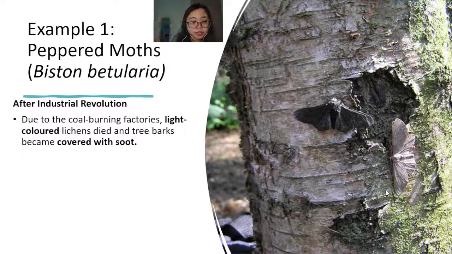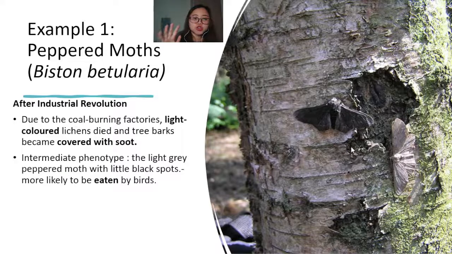So no more white color. And the tree bark will become covered with soot. Sudah lah dia ada lichen untuk bagi dia nampak putih, dia ditutup lagi dengan abu-abu, like the soot, jelaga. And then that's going to make the whole tree look even darker. When the tree bark is dark and black, intermediate phenotypes, like the light gray peppered moths with the little black spots, when they sit on the black trees, the birds can easily see them, so they are more likely to be eaten by the birds.